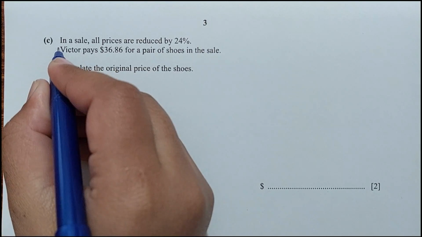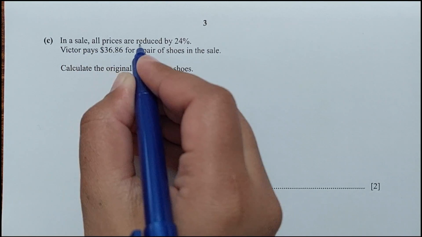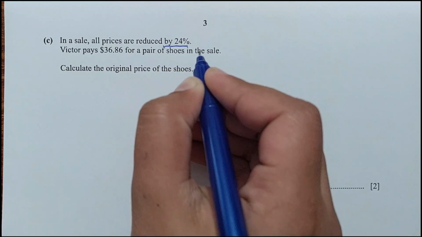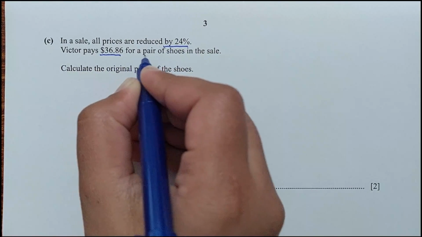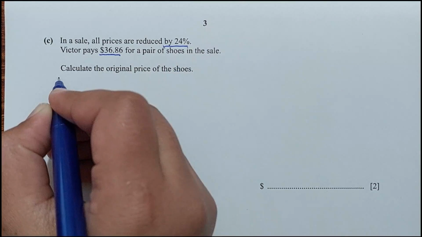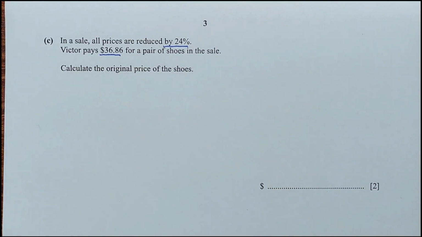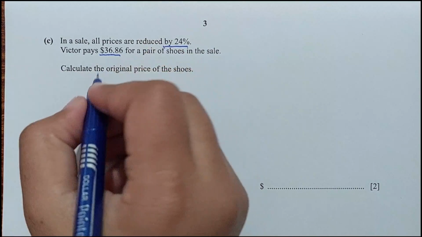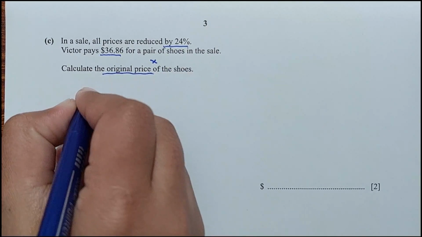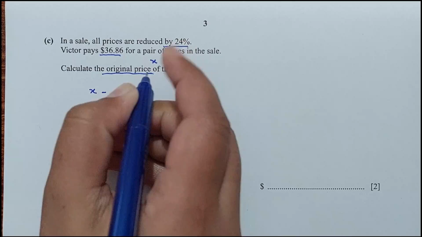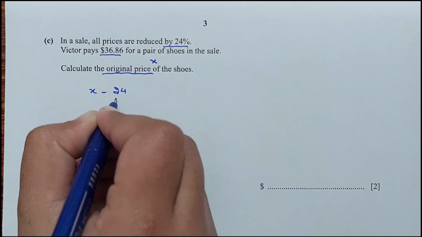Now for part C, in a sale, all prices are reduced by 24%. Victor pays $36.86 for a pair of shoes in a sale. Calculate the original price of the shoes. Let's say the original price of the shoes is X, right? So from X, we have to subtract the reduction, which is 24% of X.